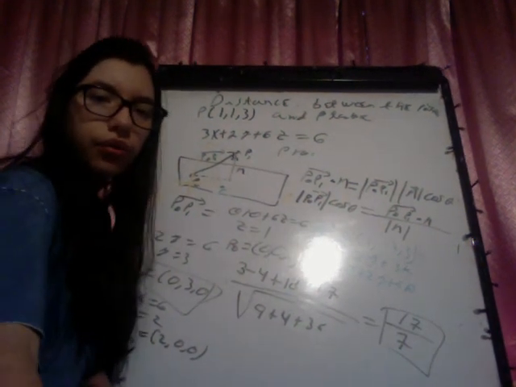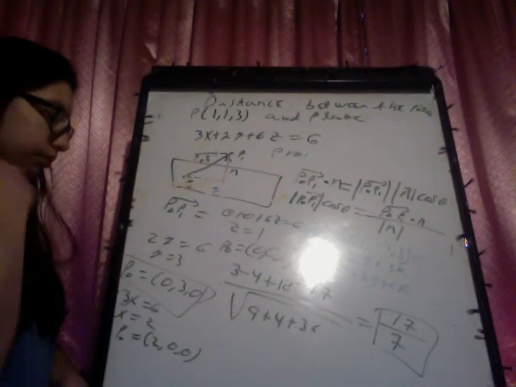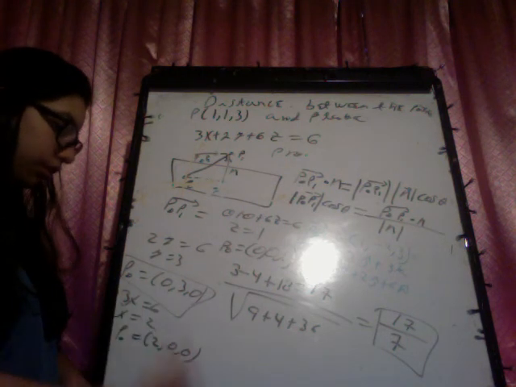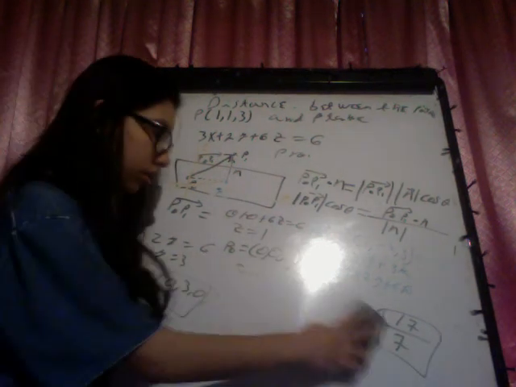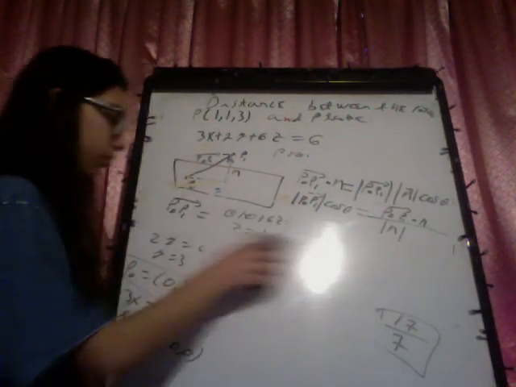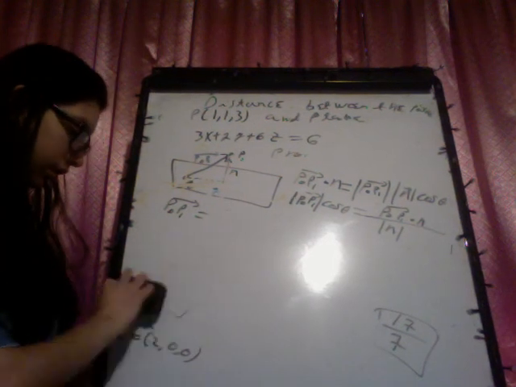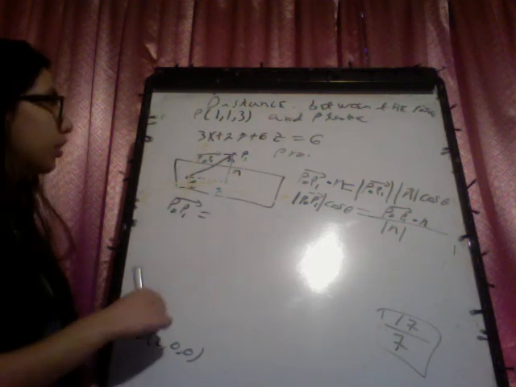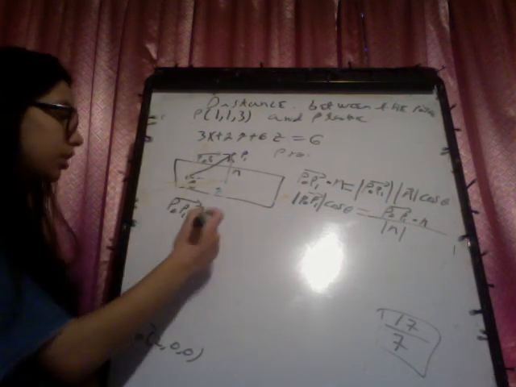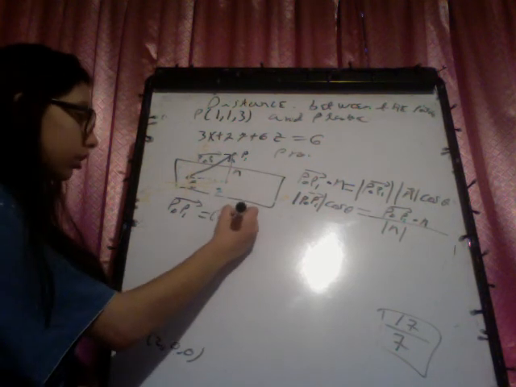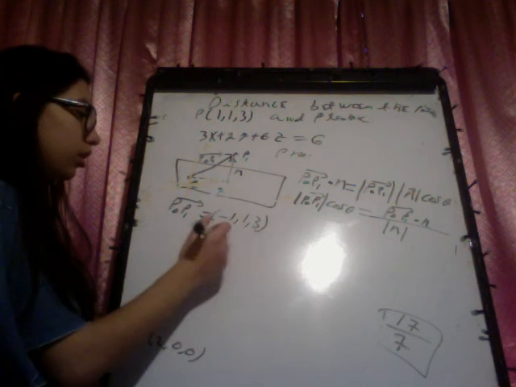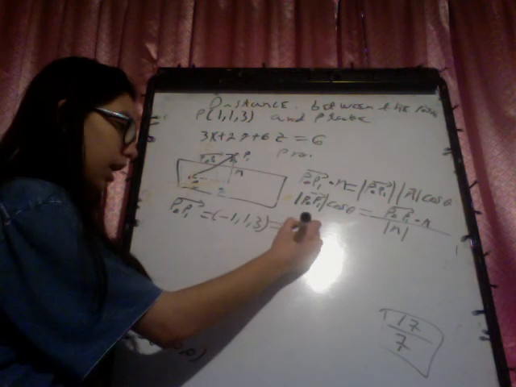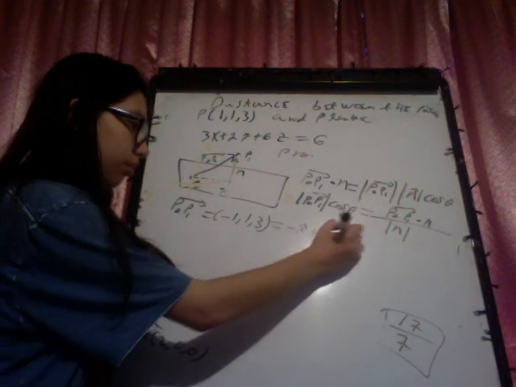If you want, we could have used another vector, another point. Let's see what happens if we take the point (2, 0, 0). So now the vector, let's do this minus this, will be (-1, 1, 3). This is the vector. So the vector is minus i plus j plus 3k.